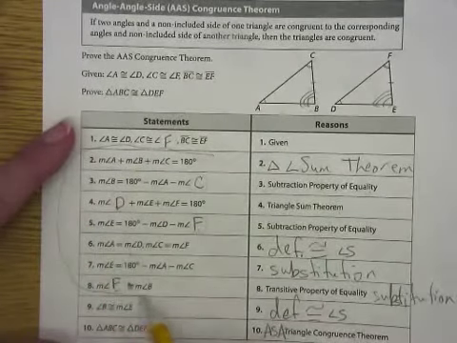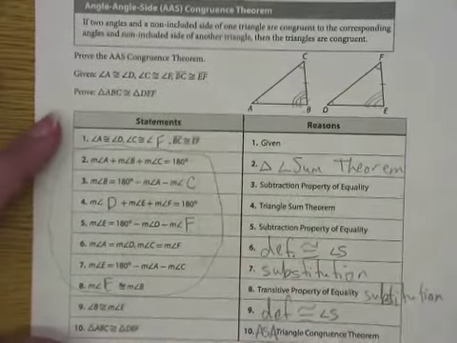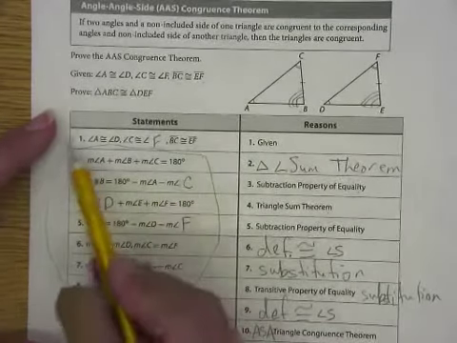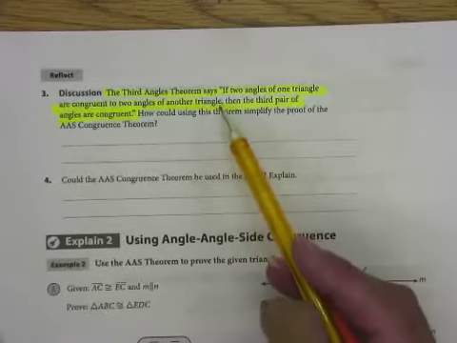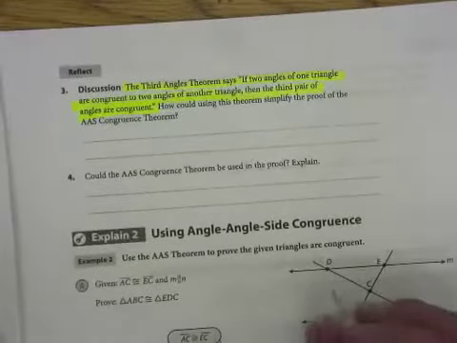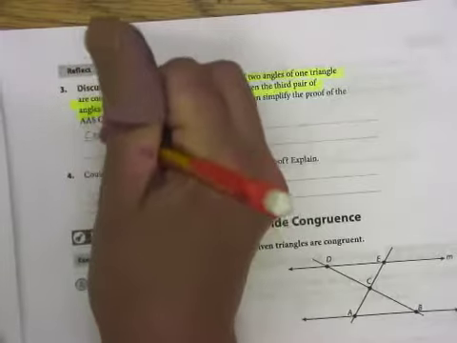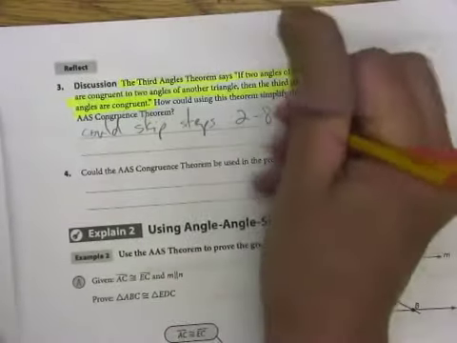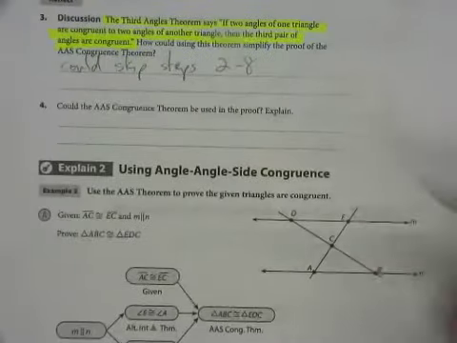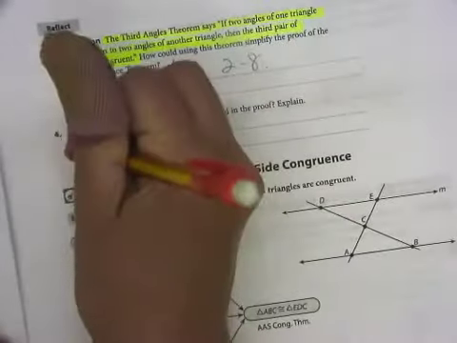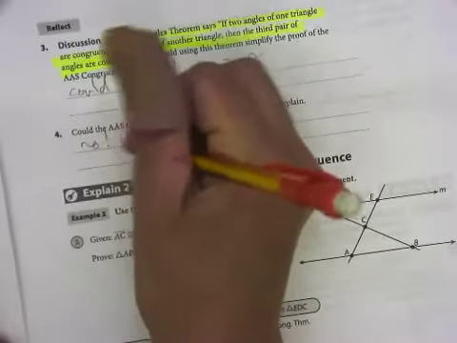And how could this be used to simplify the proof of angle-angle-side congruence? Well, I could have saved myself all of this with the third angle theorem. I could have jumped straight from these two pairs of angles being congruent, straight to here, using the third angles theorem as my reason. So I could have made this a three-step proof rather than a 10-step proof. So how could using this theorem simplify the proof? It could let us skip steps 2 through 8.